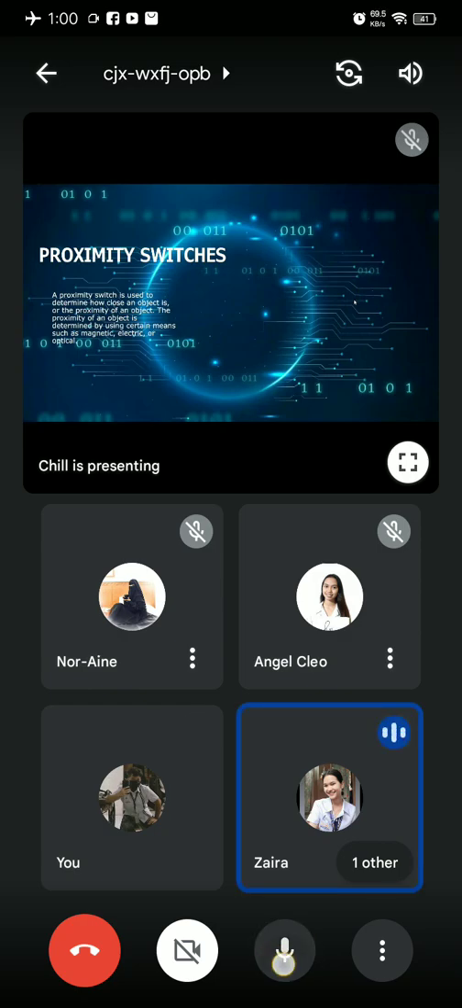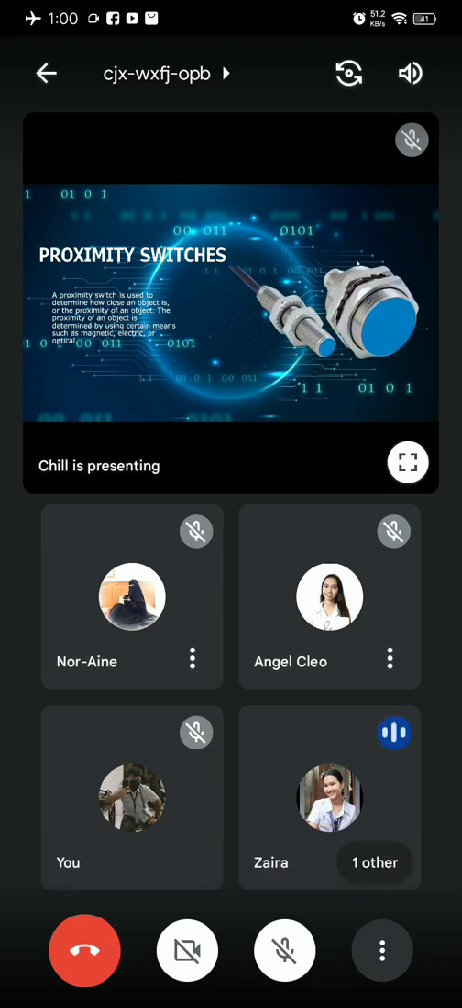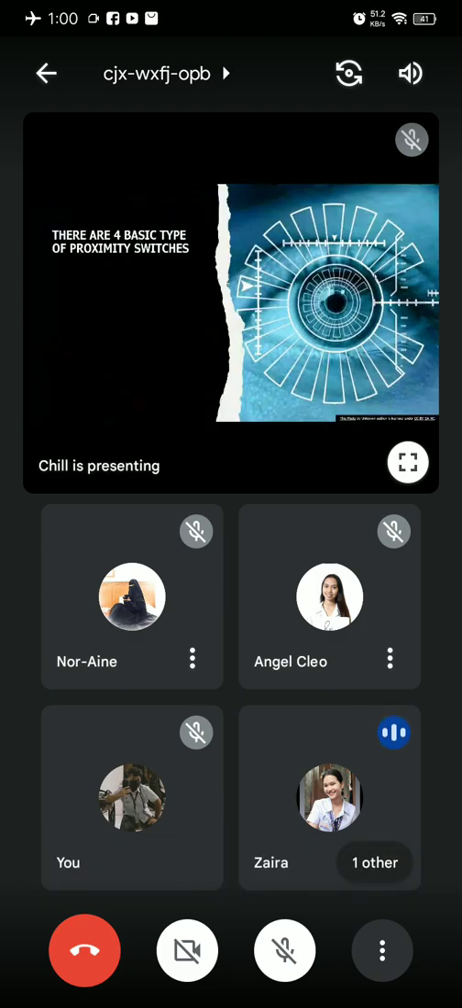A proximity switch is used to determine how close an object is, or the proximity of an object. The proximity of an object is determined by using certain means such as magnetic, electric, or optical. So this switch can be used to check the presence of an object, and this switch is widely useful for many security processes. It can also be used to check the motor rotation speed.